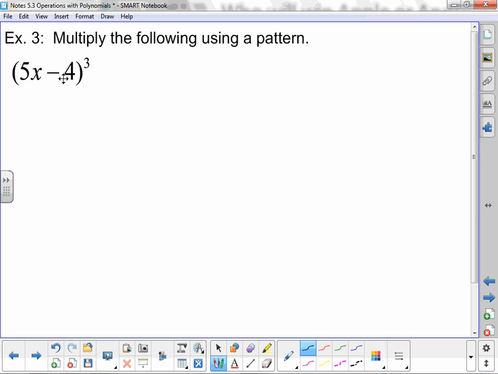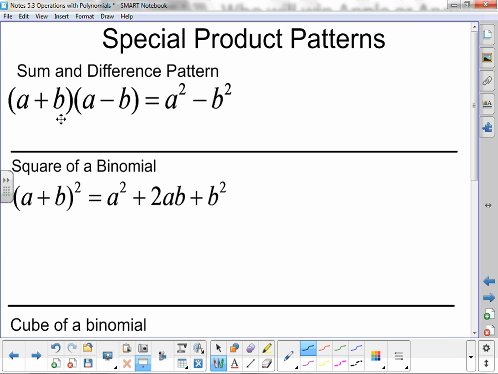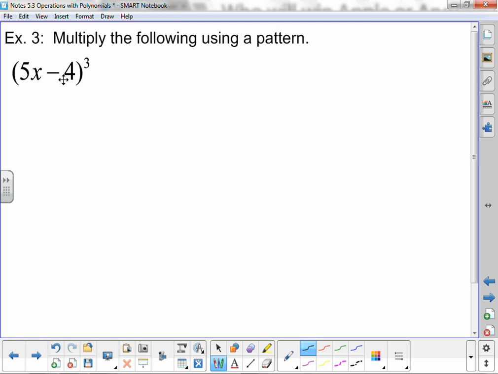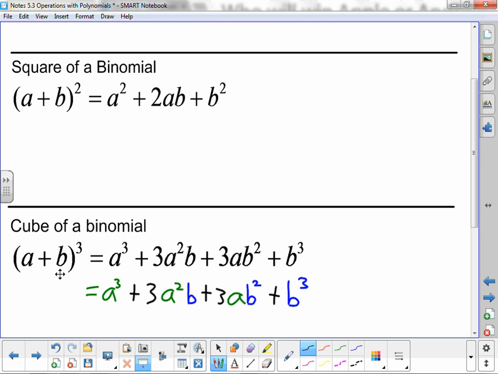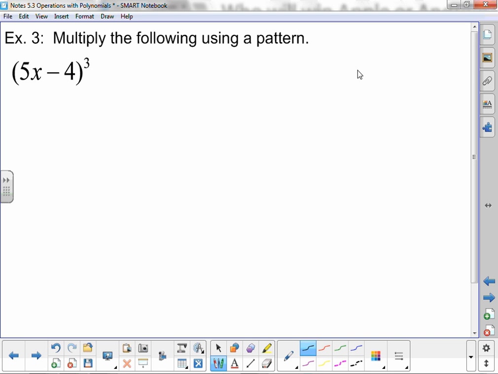All right, so let's take a look at what this looks like. First off, which pattern does this meet? It's obviously not the sum and difference because that takes two groups. This is only one group being cubed. So that's going to be like this one. Just to refresh your memories about the pattern, a plus b when it's being cubed is a cubed, a squared, a, and then no more a's. Then we start off with b cubed, b squared, b, and then no more b's, and throw some 3's on these middle terms.